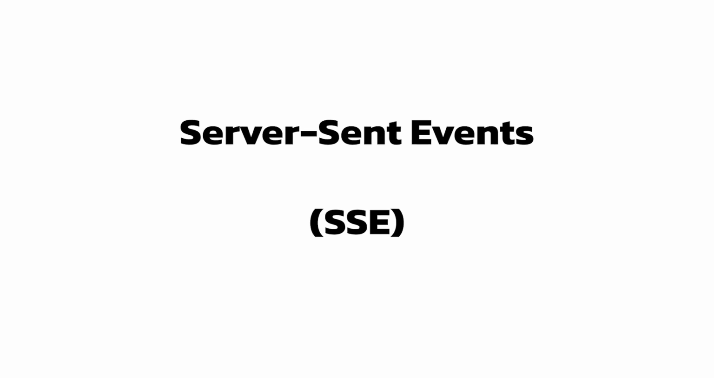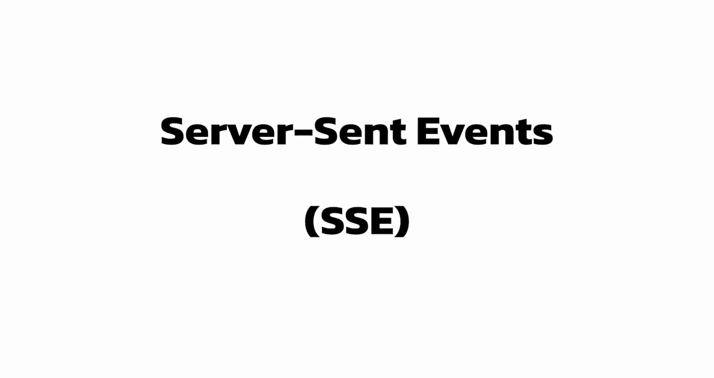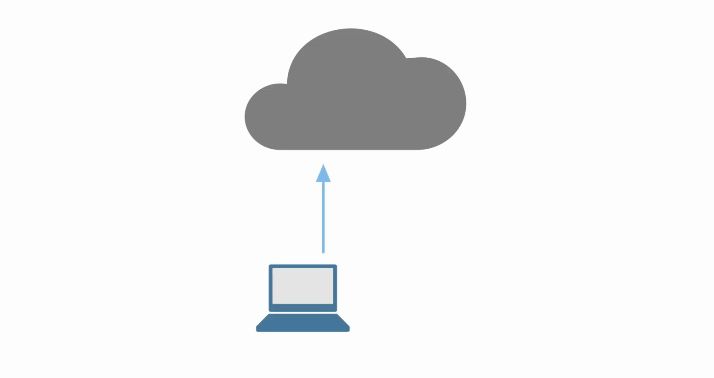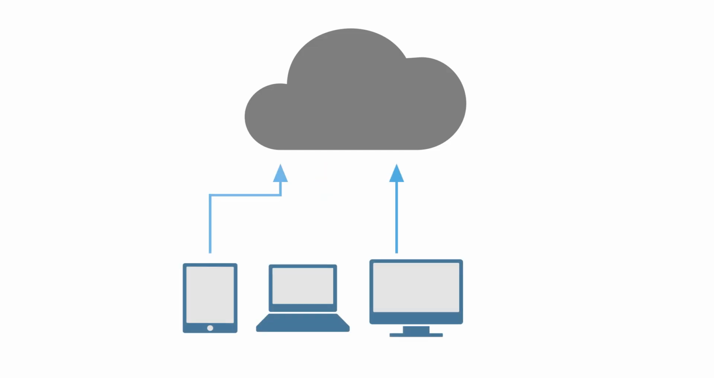Server-Sent Events, or SSE, let your server push real-time updates to web clients using just JavaScript on the front end. They're perfect for live data like news, scores, stock prices, or dashboards. Normally with HTTP requests, it's the client or the browser that asks for the data, and the server only responds when it's asked. Each request is separate and happens independently.